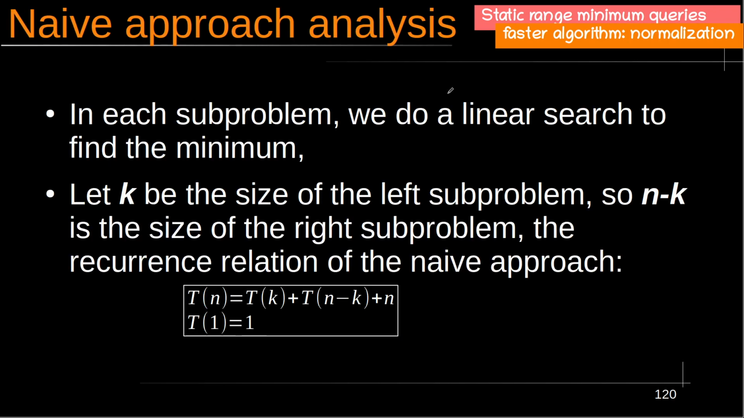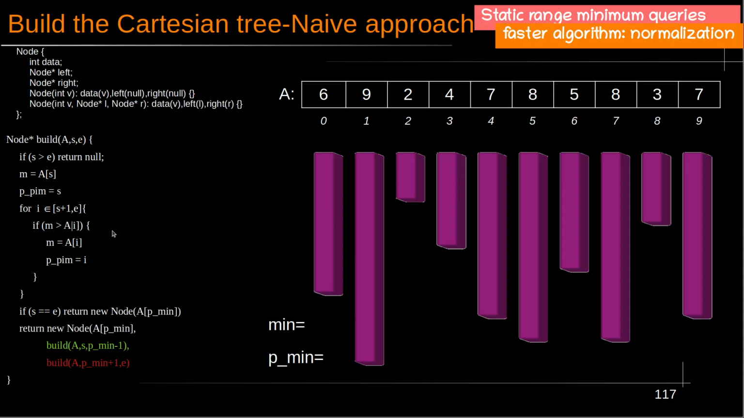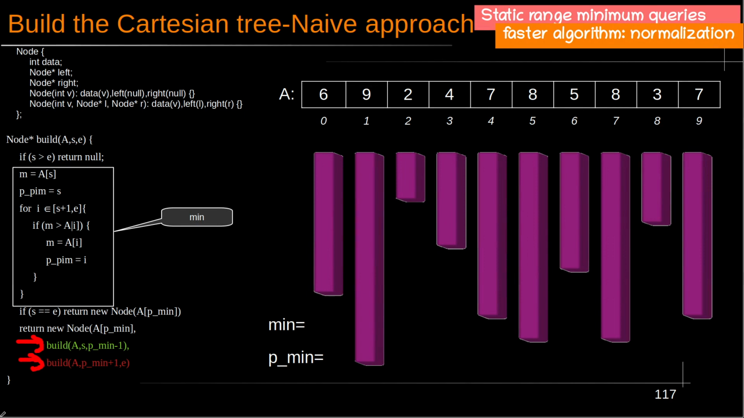Let's talk about the time complexity of this naive approach. In each problem, we do a linear search to find the minimum. As you see, every time we call this function recursively, we have to do a linear search to find the minimum. And we have two recursive calls, this one and this one. Let's say the size of this first call from S to P minus 1 is equal to K. So we have K elements here. So the size of the other is N minus K, of course.